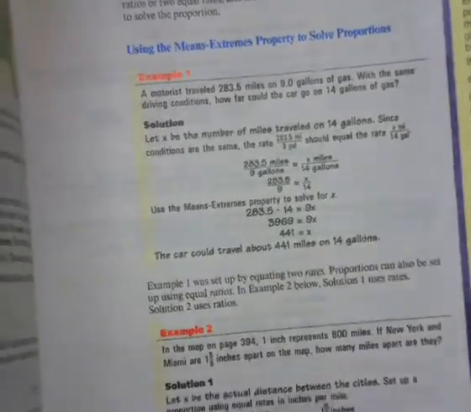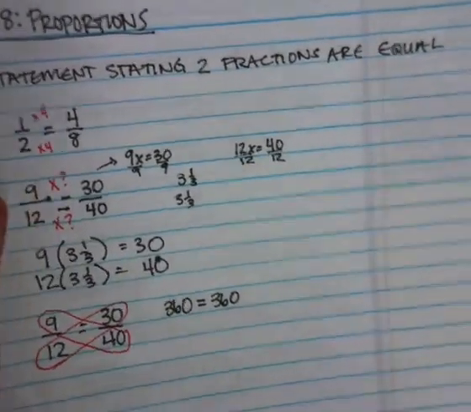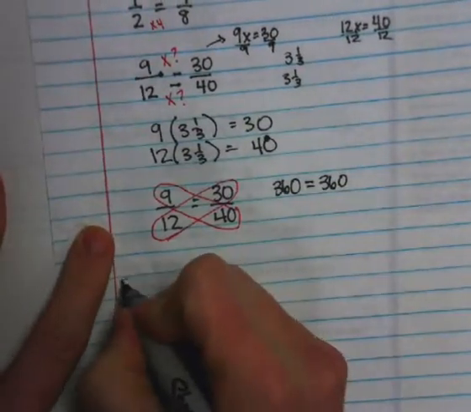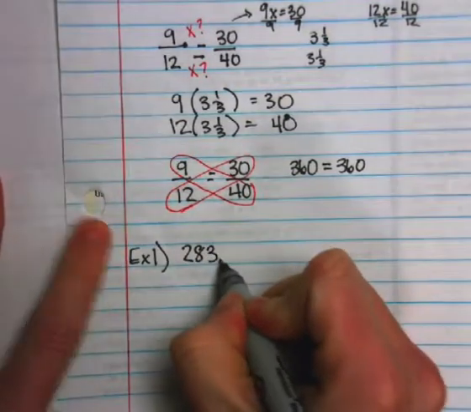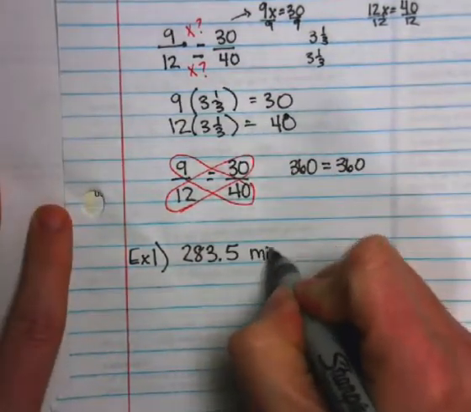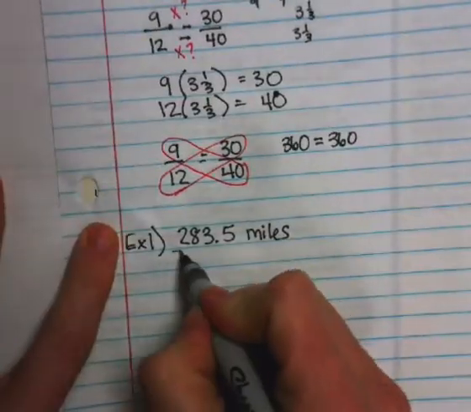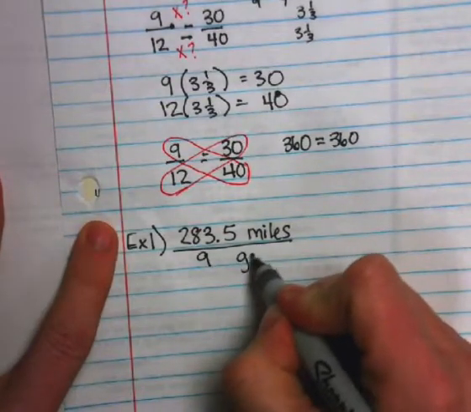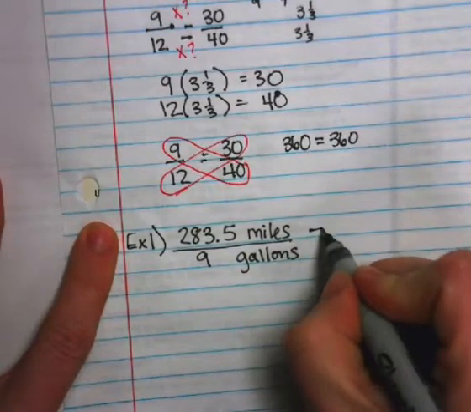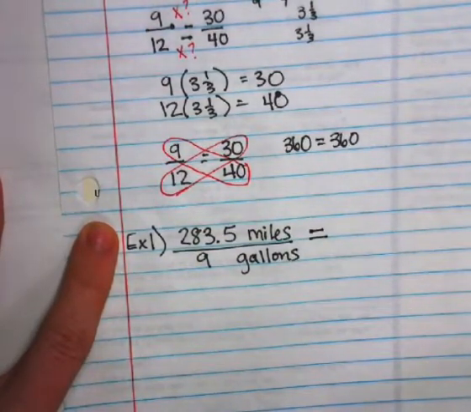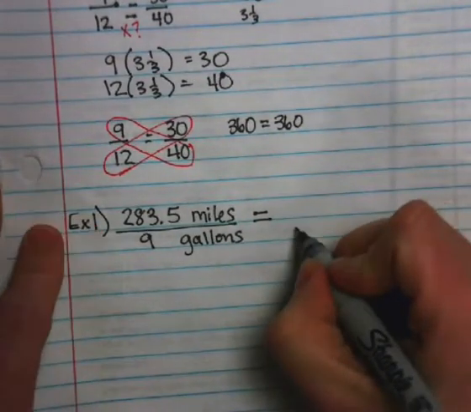Okay, so in this example, I know I could go 283.5 miles on 9 gallons of gas. Okay, so here's one fraction. I want the same driving conditions, so in other words, I'm going to make an equal fraction, but this time I'm going to look at 14 gallons of gas.